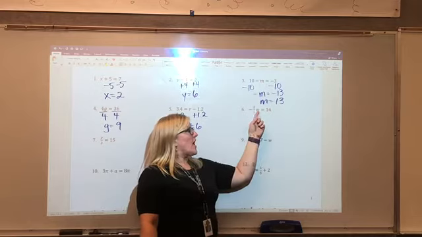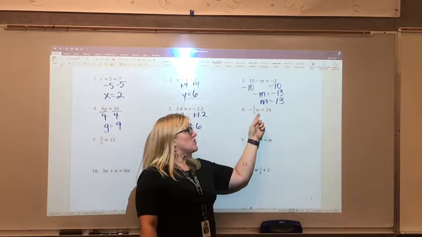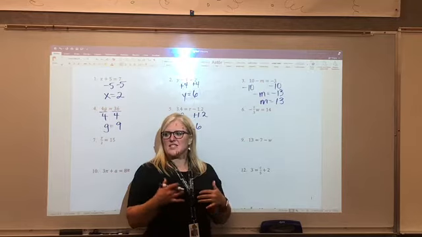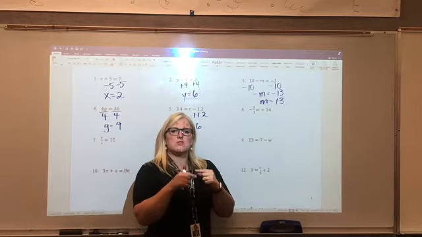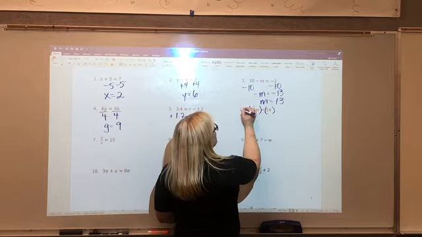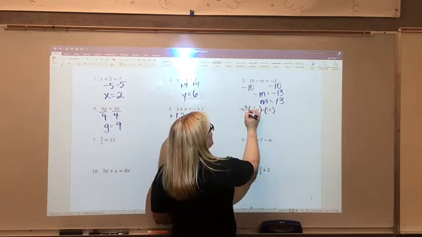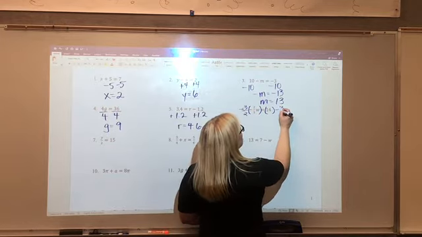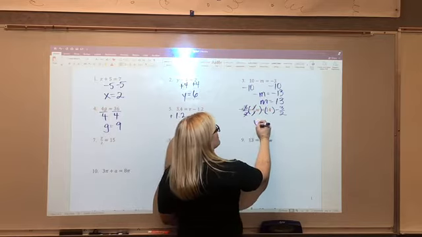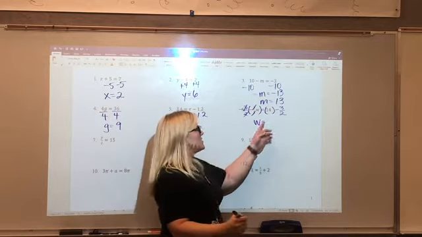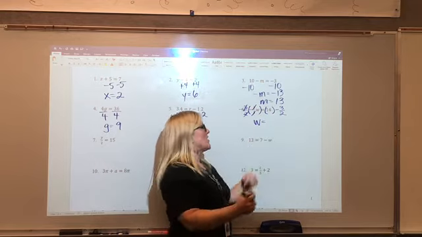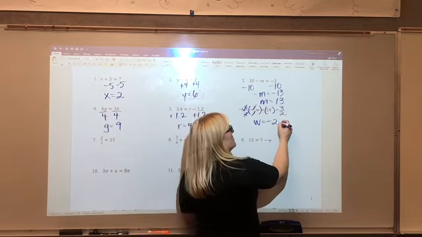All right, over here, I am multiplying by 2/3. So we could divide by negative 2/3, but it's the same thing as multiplying by its reciprocal. So I'm actually going to multiply both sides by negative 3/2. Okay, then those 2's cancel, the 3's cancel, and I get w equals 14 times negative 3/2, which is going to give me negative 21.